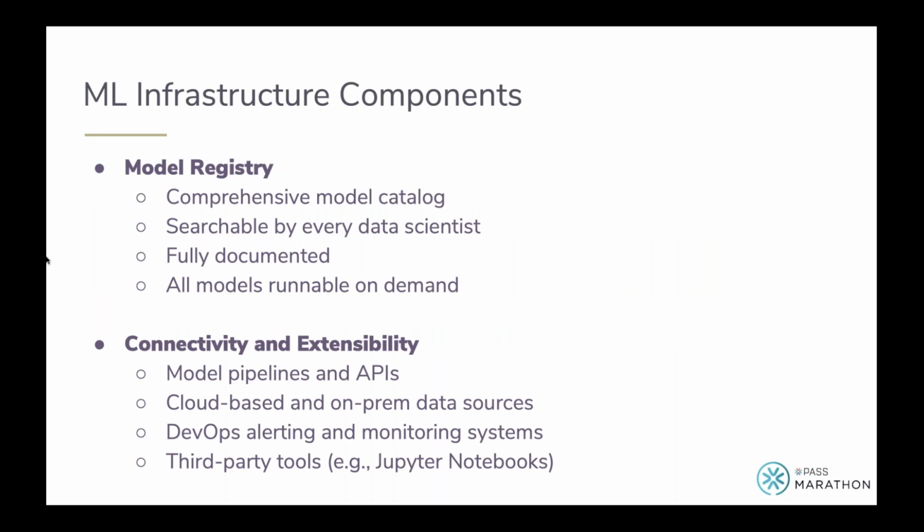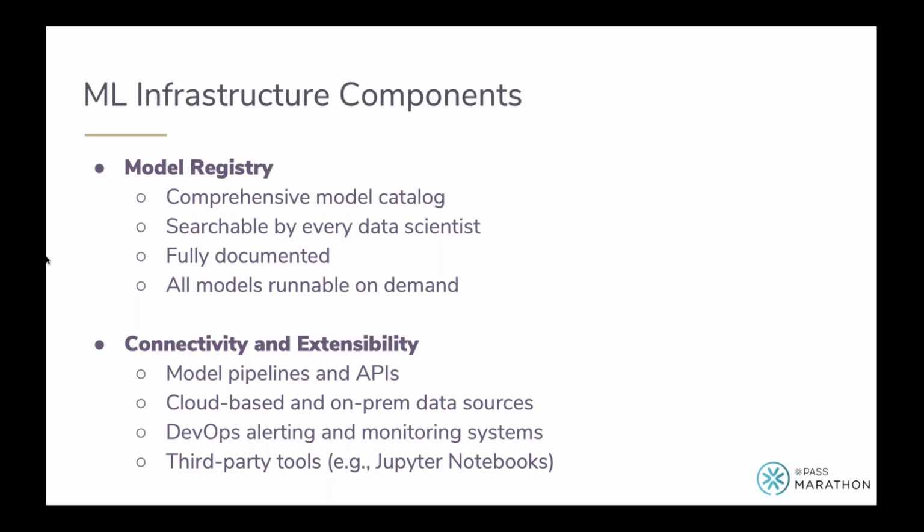And then things to think about in the ML infrastructure components. Having a model registry, I think, is really important: a comprehensive model catalog that can be used across your organization, easily searchable and found by every data scientist, fully documented. And then that gives you the API infrastructure for running those models on demand.